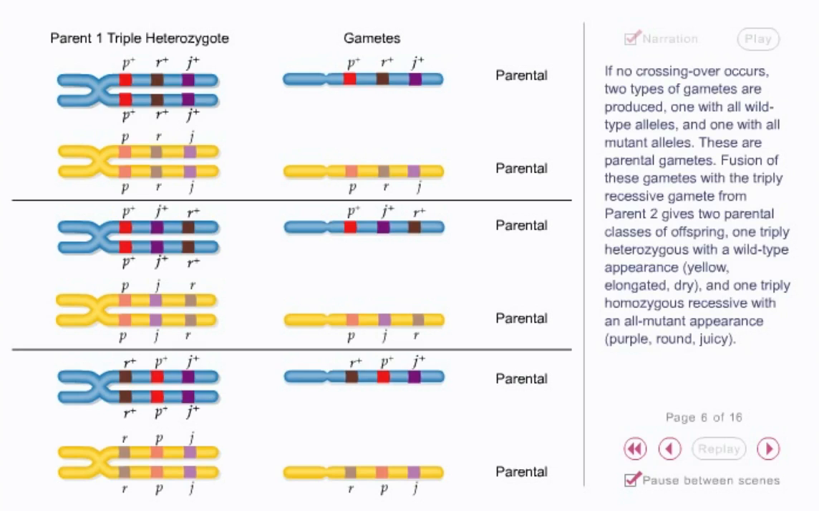heterozygous with a wild-type appearance, yellow, elongated, dry, and one triply homozygous recessive with an all-mutant appearance, purple, round, juicy.